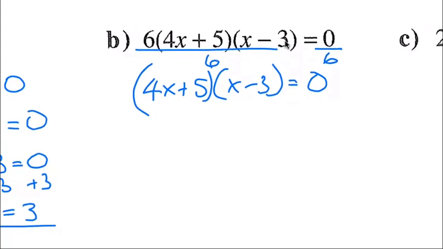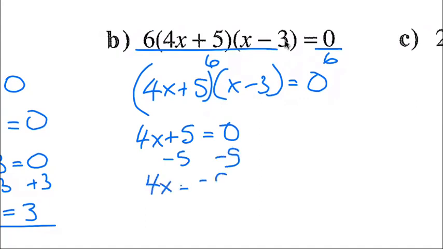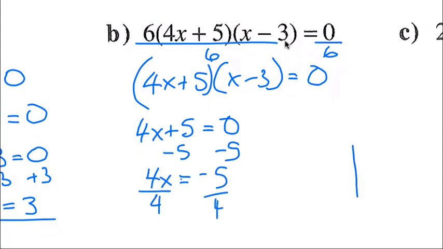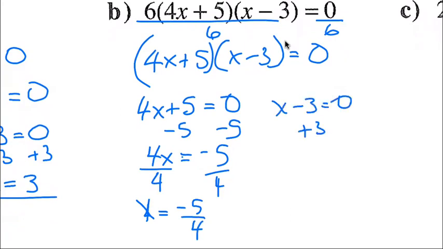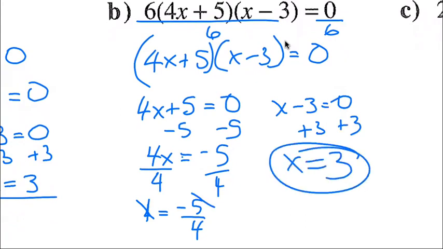Now I use my zero product law. 4x plus 5 equals 0. I'm going to subtract 5 from both sides. 4x is equal to negative 5. I'm going to divide by 4. x is equal to negative 5 over 4. I do the same for the other factor. x minus 3 is equal to 0. Add 3 to both sides. x is equal to 3. What's this question asking for? Roots. There are my roots.